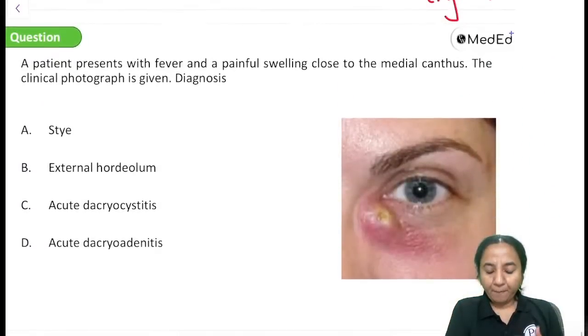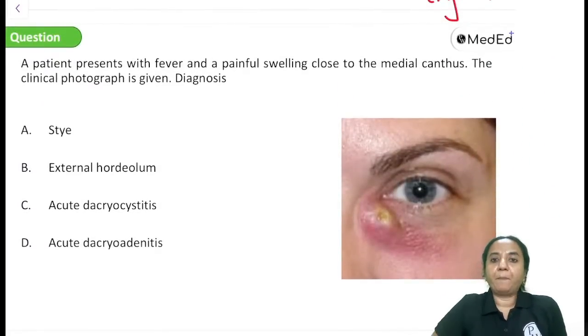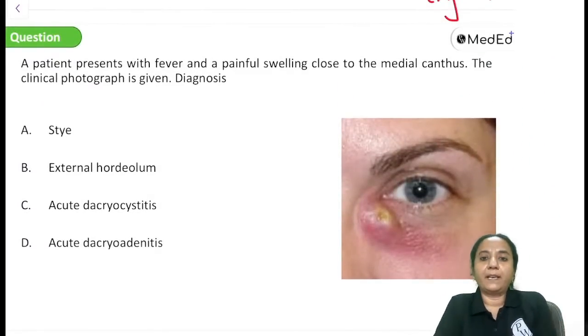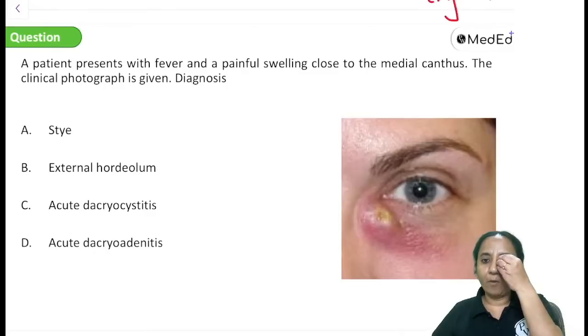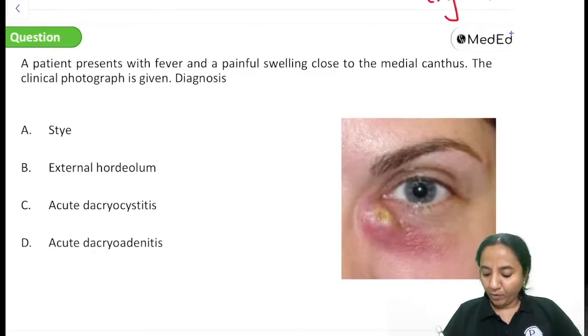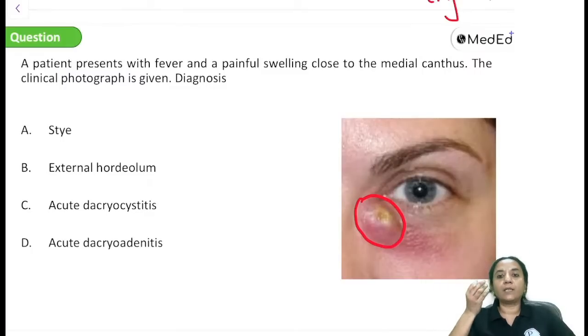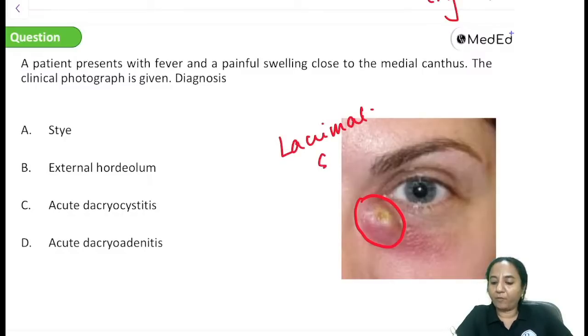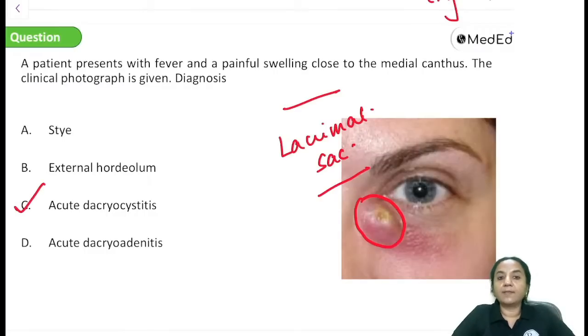Next, a patient presents with fever and a painful swelling close to the medial canthus. What does this area contain? This is a painful, acute swelling. You can also see the pus. So what is this? This is actually the area of the lacrimal sac. So it's an acute infection of the lacrimal sac, acute dacryocystitis. So don't make a mistake with adenitis.